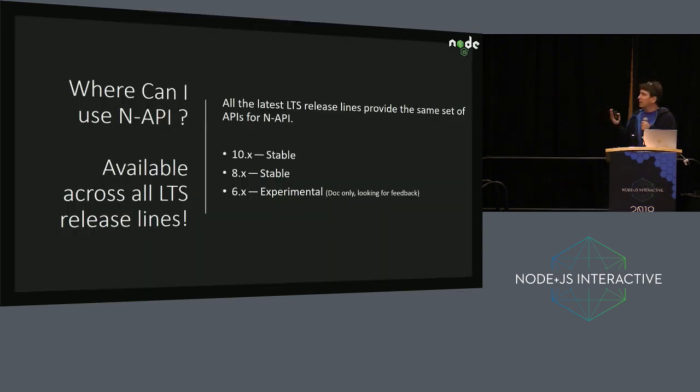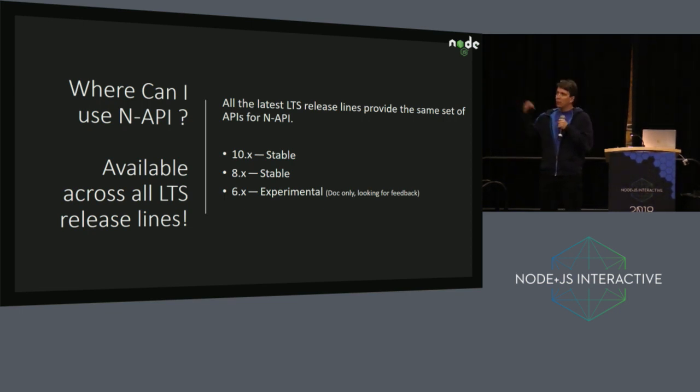So hopefully you're excited about NAPI and you want to be using it, and the question is, first of all, where can I use NAPI? As of today, you can use it in all the different LTS versions. It's stable in version 10 and version 8. It's still technically experimental in 6.x, but it's documentation-only experimental. There won't be any warnings or anything else when you start up your application. So for all effective purposes, you can use it today across the different release lines.